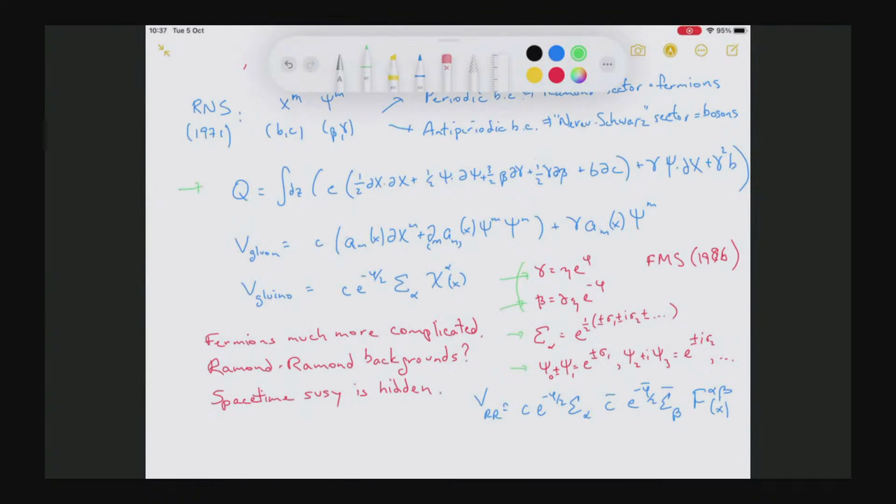So, of course, space-time supersymmetry is also not manifest. The Neveu-Schwarz and Ramond sectors are, of course, related by space-time supersymmetry, but the vertex operators have such a different form that it's difficult to see how to make space-time supersymmetry manifest.